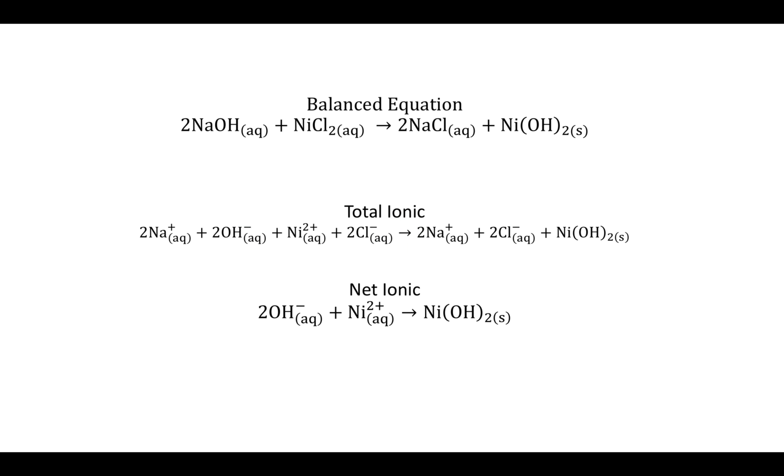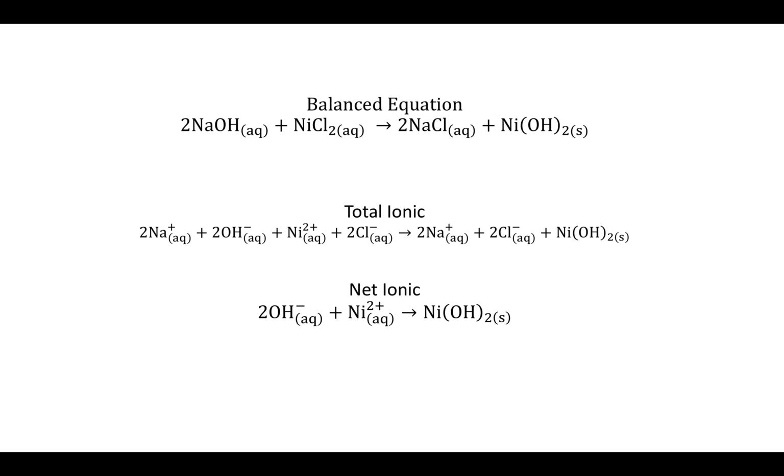Hello everyone, I'm Ransom Conant. Here we have the balanced chemical equation of our reaction, which is a double displacement precipitation reaction. As you can see, we have 2 moles of sodium hydroxide reacting with 1 mole of nickel 2 chloride to yield 2 moles of sodium chloride and 1 mole of nickel 2 hydroxide. All of these are aqueous except for our precipitate, nickel 2 hydroxide.